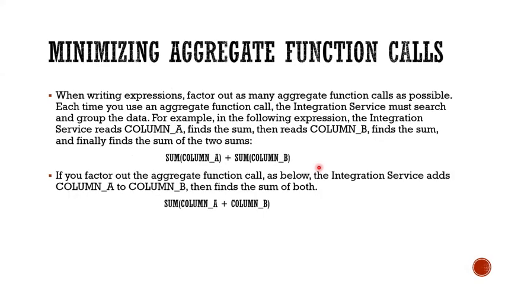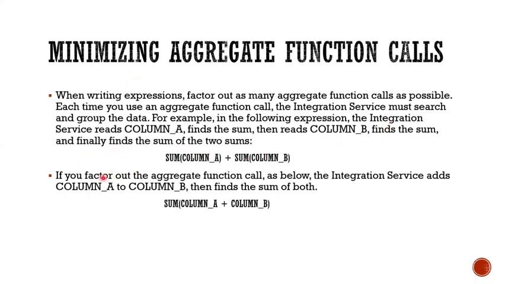Now, minimize the aggregate function calls. How to minimize? When you write an expression, factor out as many aggregate function calls as possible. Each time you use an aggregate function call, the integration service must search and group the data. For example, in the following expression, the integration service reads column A, finds the sum, then reads column B, finds the sum, and finally does the summation.